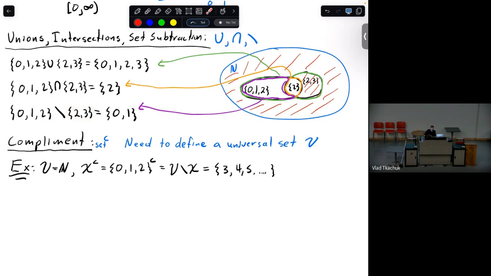So this would mean you look here, you have 0, 1, and 2. You look here, you have 2 and 3. And so from this set, you subtract any elements that are in this set. So that would just be 2. So 2 gets subtracted from here, and then you are left with just 0 and 1. Yeah, so that's all of it.